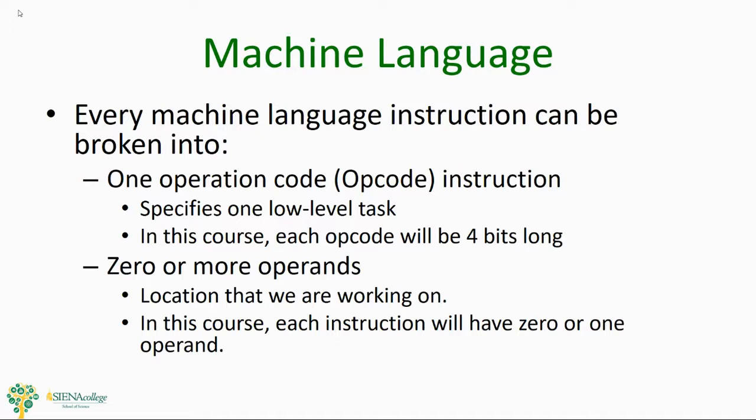Machine language instructions can be broken into two pieces, the opcode and the operand. The opcode specifies one low-level task for the CPU to process. In this course, we're going to be using opcodes that are 4 bits long. So 4 bits will give us a total of 16 different instructions. Machine language instructions will have 0 or more operands, and in this course, most of the instructions will have one operand.